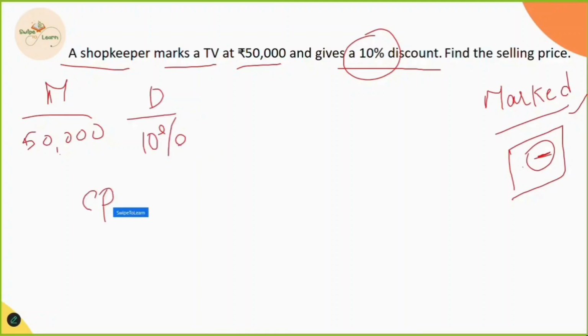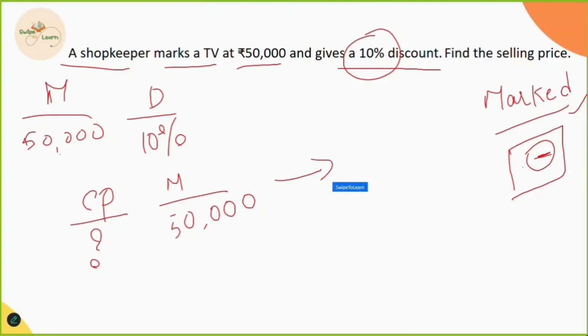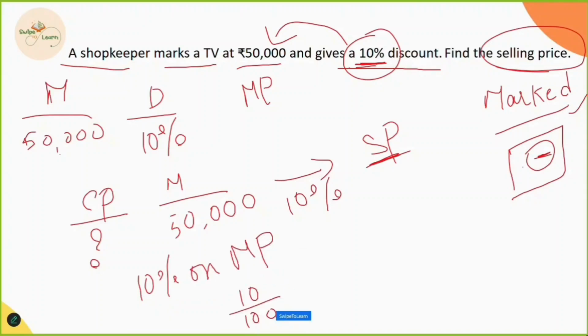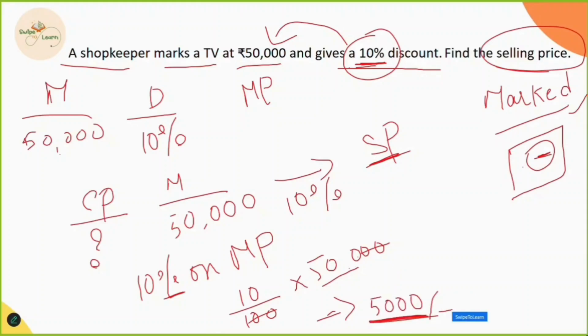Okay, what is CP? We don't know what CP is, what he bought it at, but we know that market price is 50,000, and he is giving it with a 10% discount. We have to find the selling price. He is giving a 10% discount on market price, which is 10 divided by 100. Percent means per 100, we discussed in part 1. 10 divided by 100 into 50,000. So two zeros get cancelled, and the answer is 500 into 10, which is 5,000. So 5,000 rupees is the discount he is giving us.